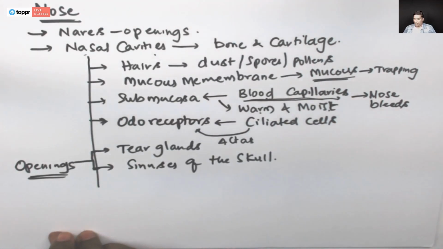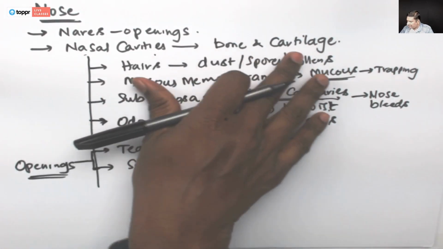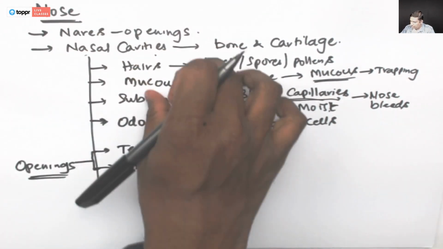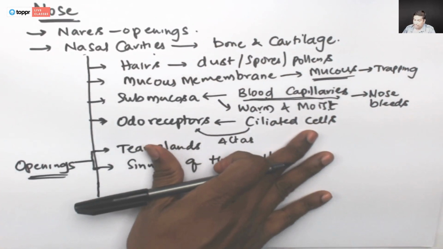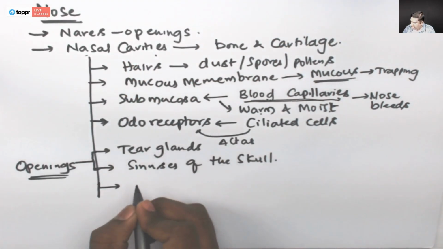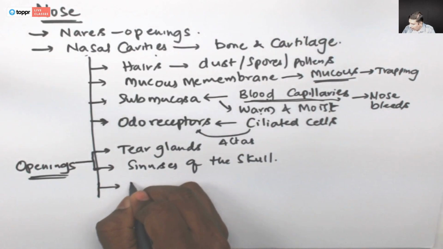Sinus of the skull. Okay, what else? So after all this, the nasal cavities. This is all the information that you need to understand about the nasal cavities. Finally, the nasal cavities open into the pharynx region.